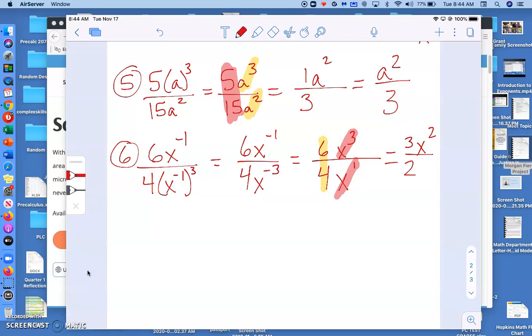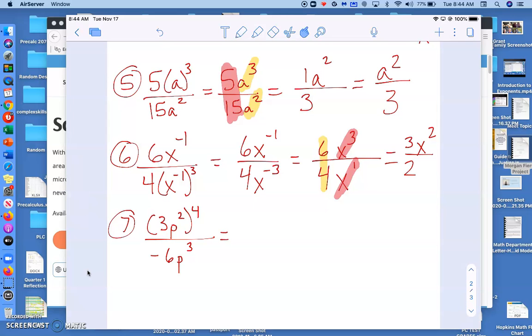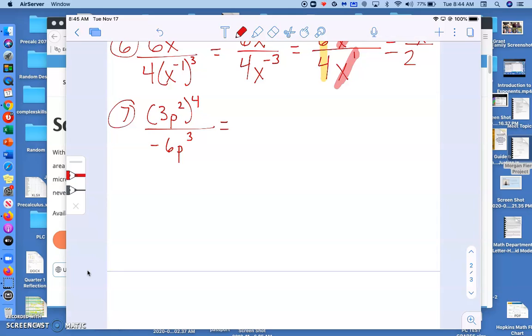The next one we're going to look at, let's see, we have 3p squared to the 4th power, -6p cubed. So again, first thing we want to do is get rid of those parentheses. So we have 3 to the 4th power, p to the 8th power, divided by -6p cubed.